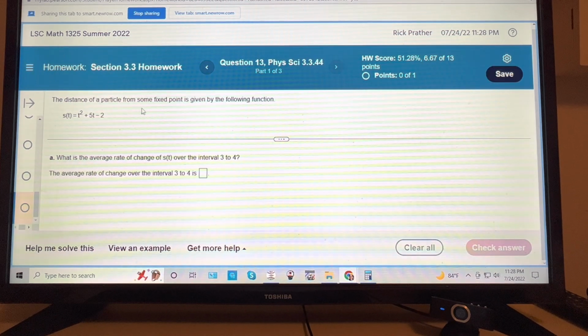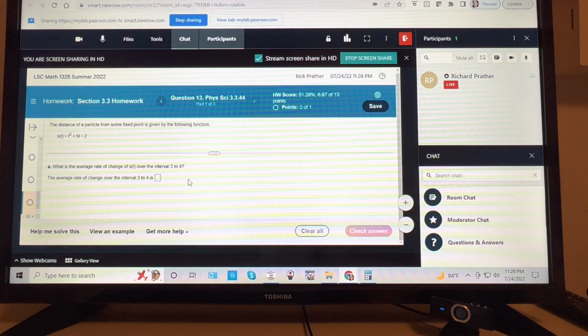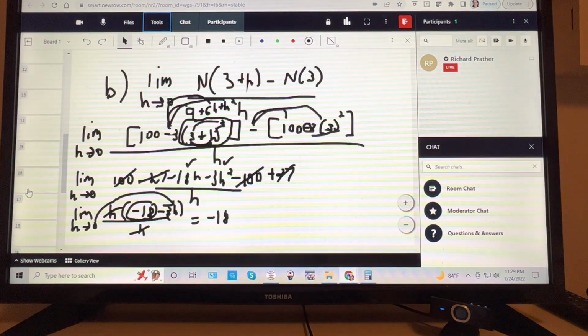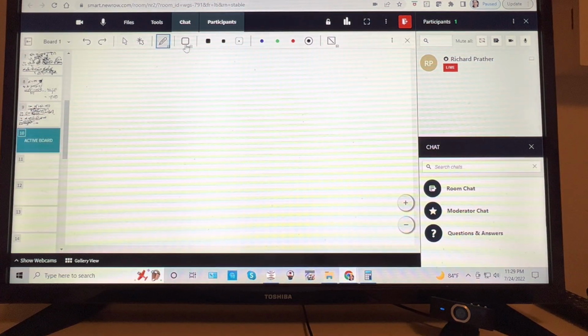The distance of a particle from some fixed point is given by this. This is a position function. What is the average rate of change from 3 to 4? So there's at least a part A. There must be a part B that's probably instantaneous change, so that way you're getting to practice both concepts in this section.